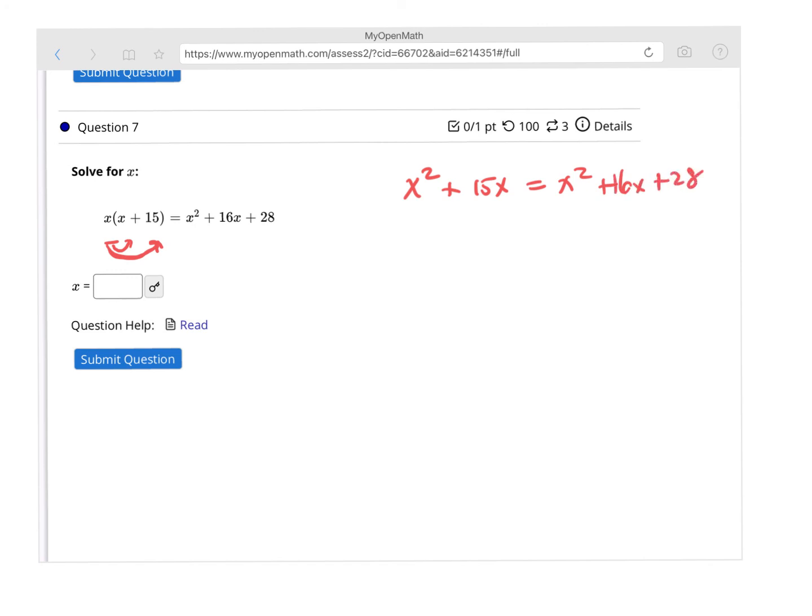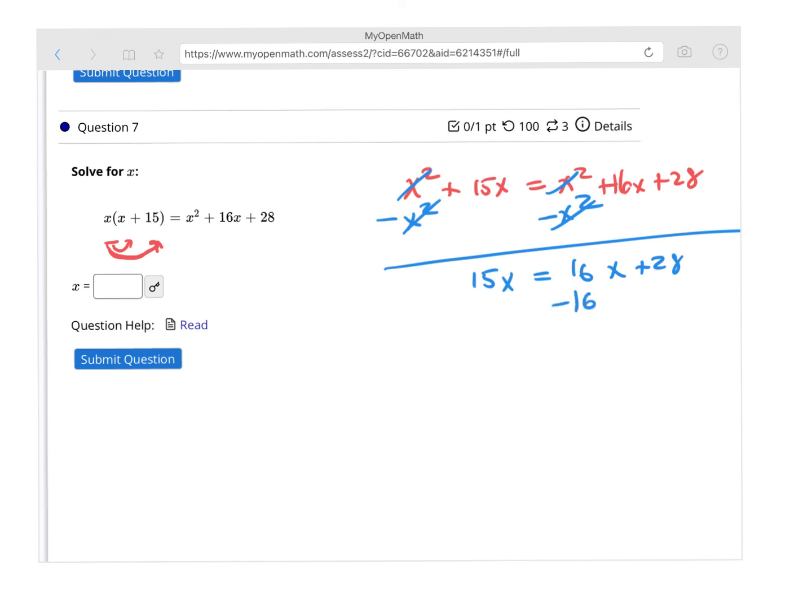plus 28. Well, now I'm combining my like terms. So I'm going to subtract x squared. So I get 15x is equal to 16x plus 28. So now I'm again going to combine my like terms. I just combined my x squareds and those canceled out. Now I'm going to combine my x's. So I'm going to subtract 16x, subtract 16x. So I have negative 1x is equal to 28.